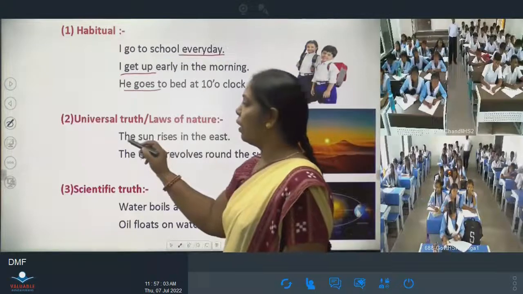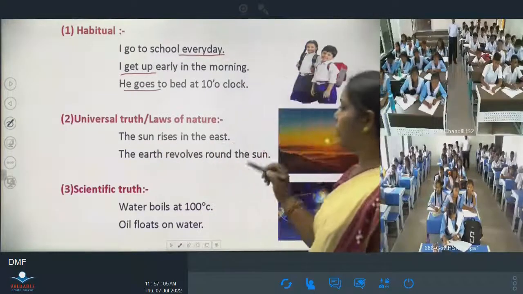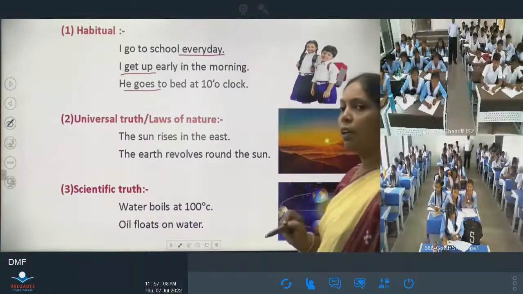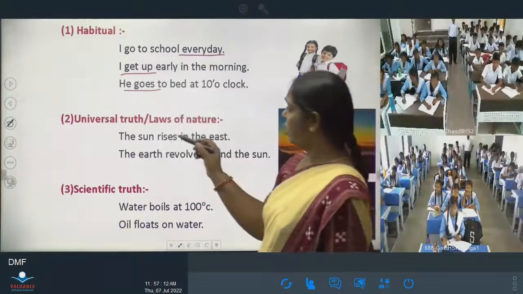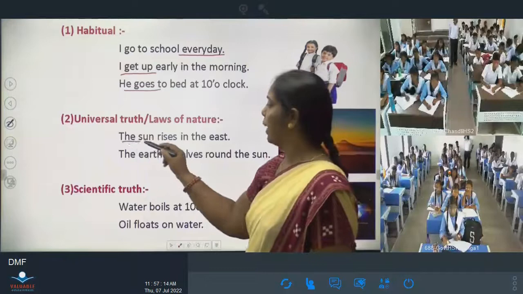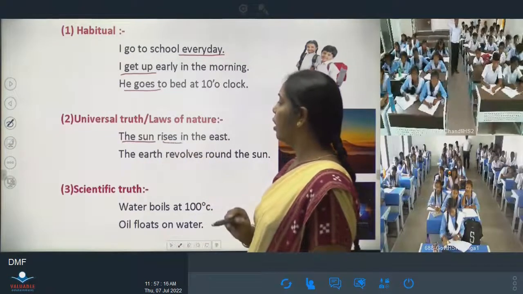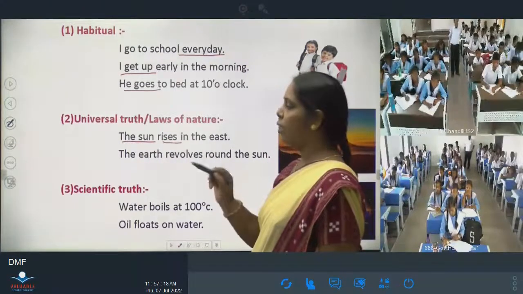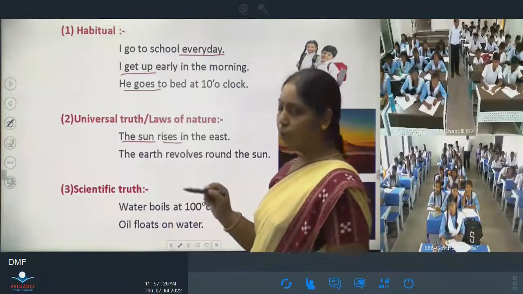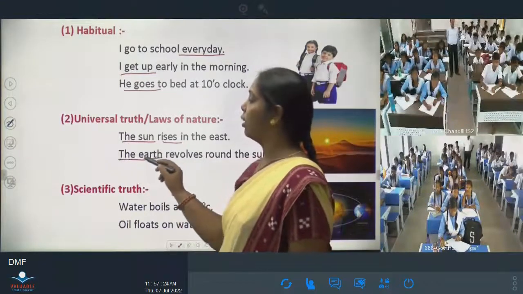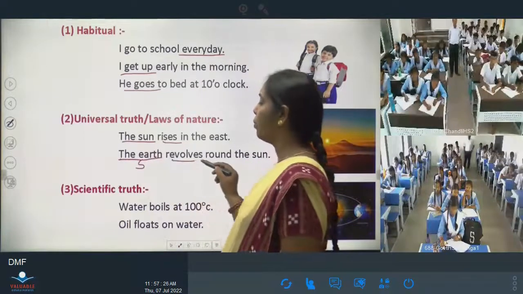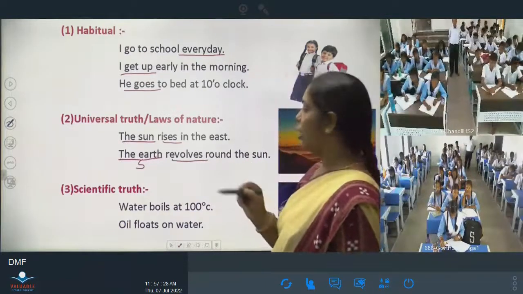The sun rises in the east. Here is the picture. The sun is the subject. Rises here is the verb. Here it is a clear example of simple present tense. Again, the earth revolves round the sun.